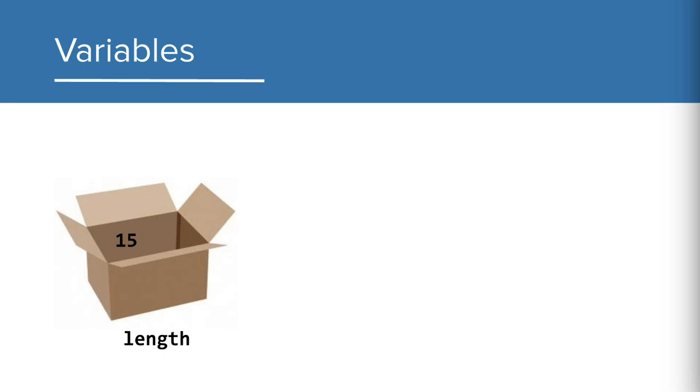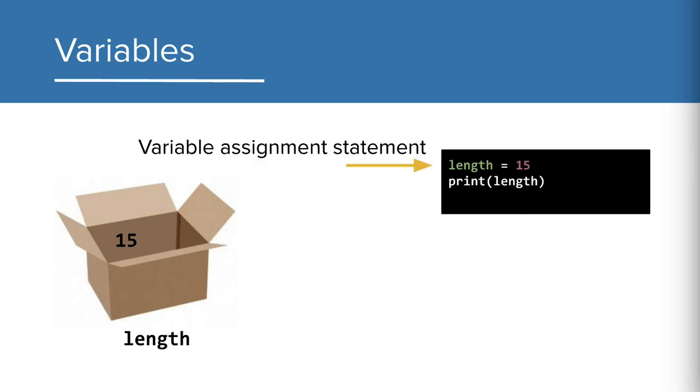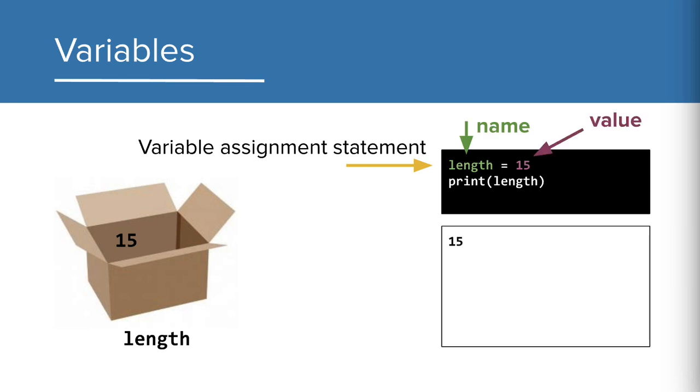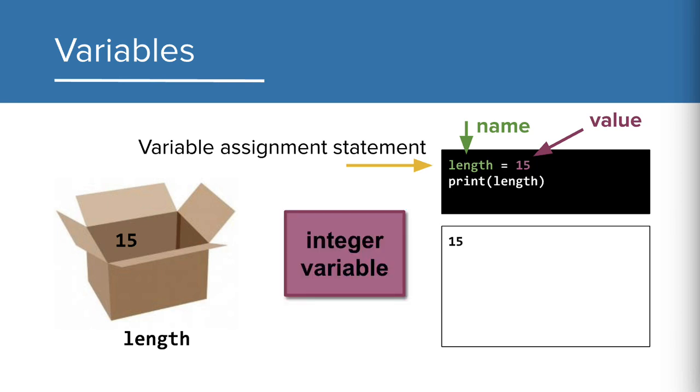To create the variable in Python, we have what is called an assignment statement. There are two parts to the statement: the name of the variable, length, and the value we're assigning to it, 15. Again, when I run this program, the print statement prints the value of the variable, not the name. Since we're storing a whole number, the type of the variable is called an integer variable. As a reminder, an integer is any positive or negative whole number that doesn't have a decimal.